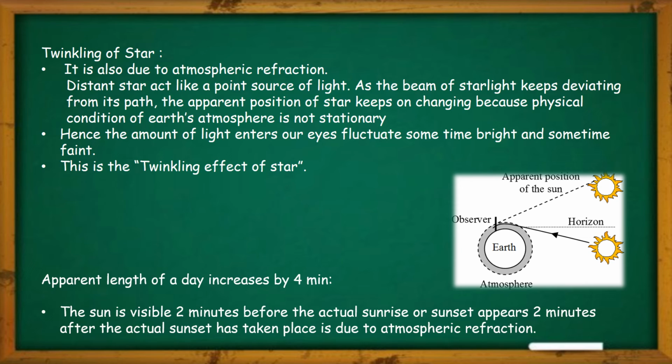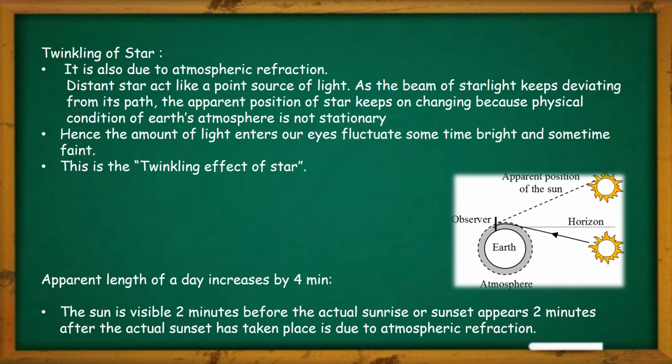Next, you see the apparent length of a day increases by 4 minutes. How does it increase? The sun is visible 2 minutes before the actual sunrise, or sunset appears 2 minutes after the actual sunset has taken place. This happens due to atmospheric refraction only. Because the light coming from the sun when it is nearer to the horizon enters the atmosphere, the timing changes. Means there is a difference between the actual timing and the apparent timing.